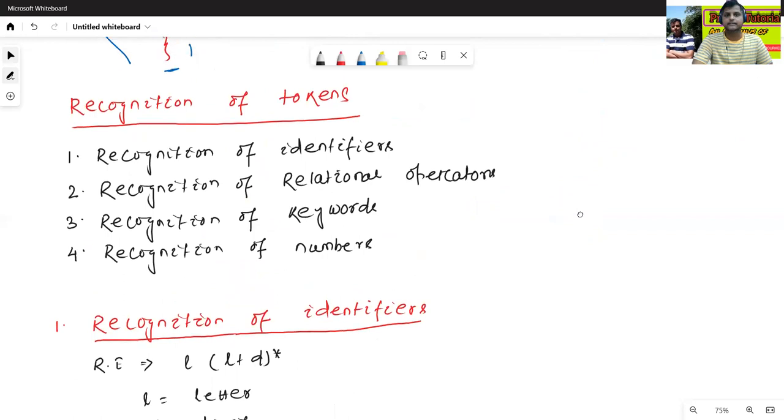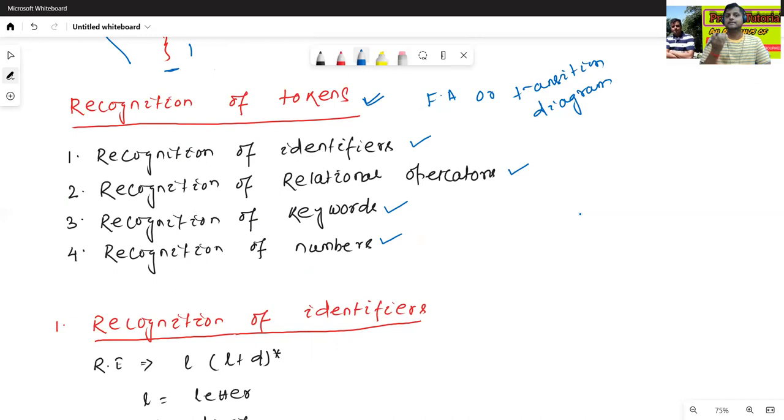Now we'll see the recognition of tokens. What is the meaning of recognition of tokens? Generally, tokens are recognized by finite automata or transition diagrams. So I'll just give some examples of how to recognize the tokens. I'll give four examples: recognition of identifier, recognition of relational operator, recognition of keywords, recognition of numbers.